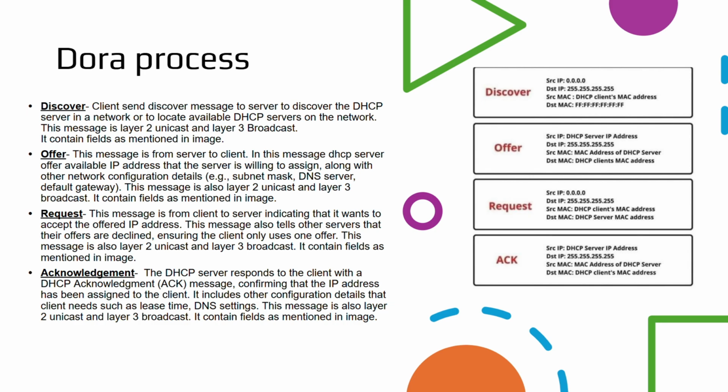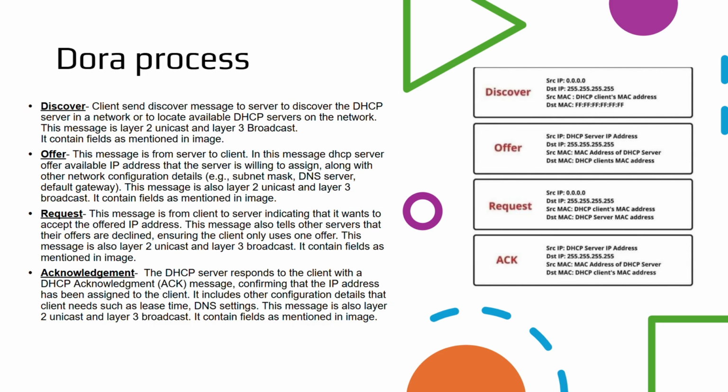After this request message, the DHCP server sends an acknowledge message to the client. In this message, it confirms that the IP address has been assigned to the client. It includes other configuration details that the client needs such as lease time and DNS settings. This message is also layer 2 unicast and layer 3 broadcast, and it contains fields such as source IP, DHCP server IP address, and destination IP as broadcast IP because still the IP is not assigned to the client. Then source MAC as MAC address of the DHCP server and destination MAC as DHCP client's MAC address.